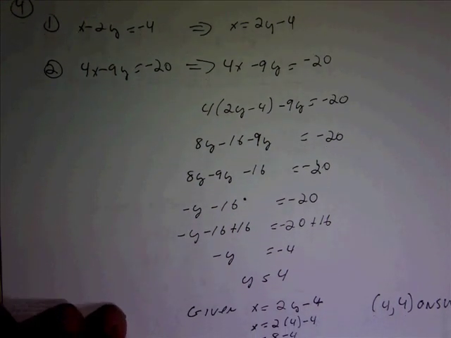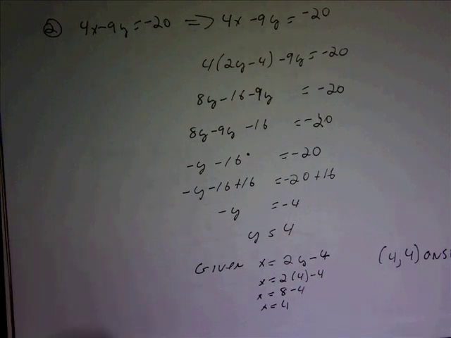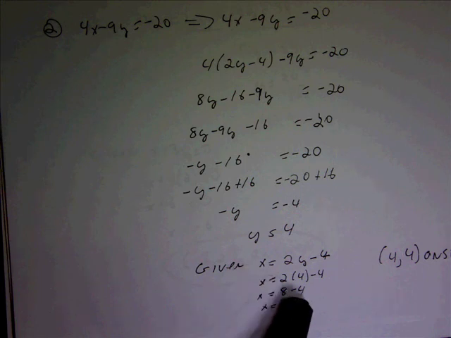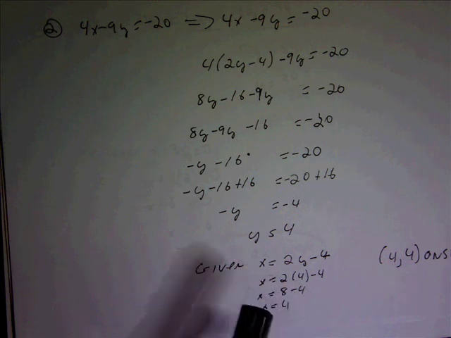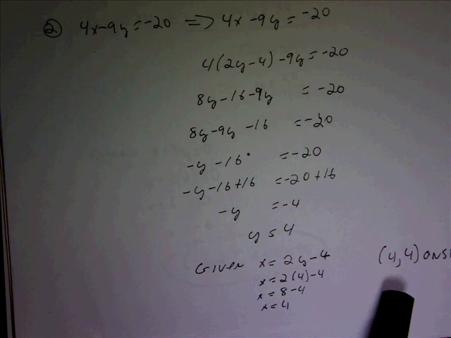You have to go back in and back solve and find out what the x coordinate is. Since we already solved it for x, let's go ahead and plug in 4 for the y and find out what my x coordinate is. So when I do that, I find my x coordinate to be a 4. And that's the solution there for my answer. 4, negative 4 for my answer.